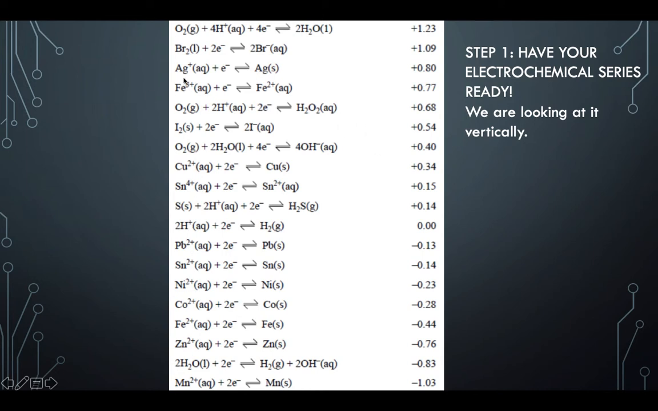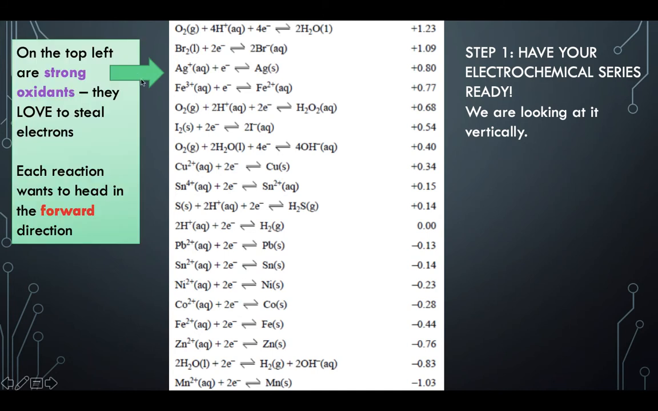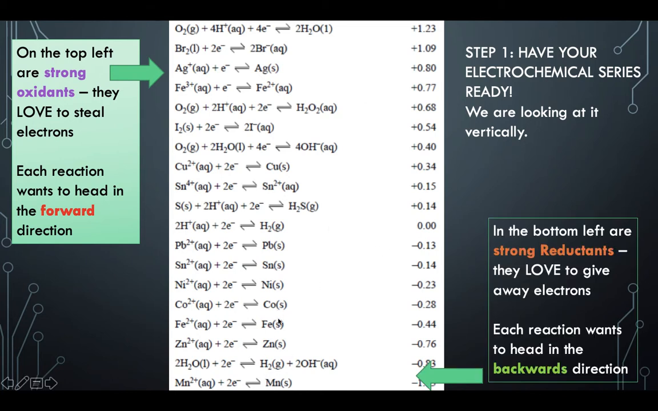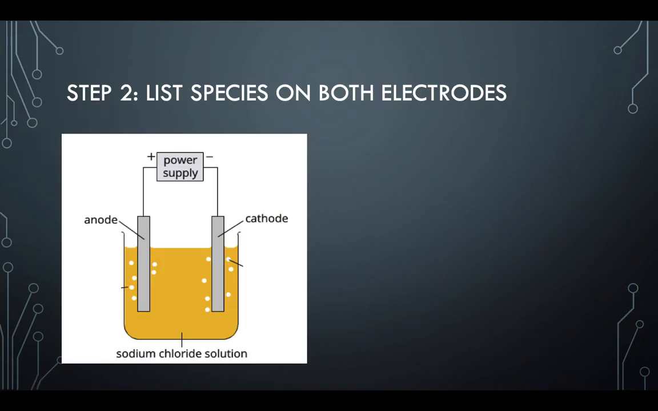So on the left, we are always looking for that top left one. That is a stronger oxidant that's going to be prioritized to go through reduction. On the right, we're always looking for that bottom right one. That is, the lower you are on the right, the more likely you are to be preferred to go through oxidation. Okay? Step 2, we're going to write down the species on both electrodes.